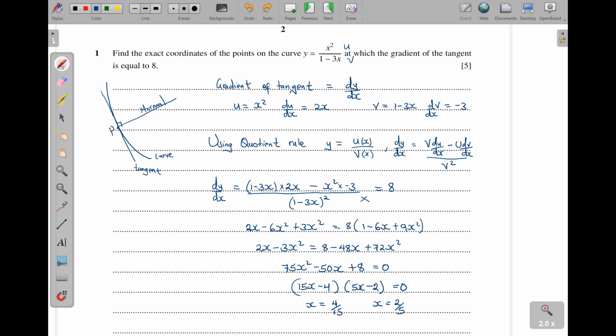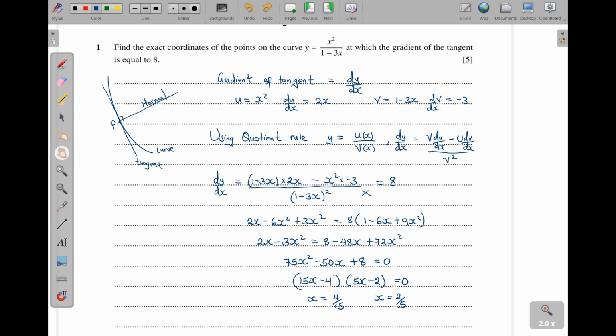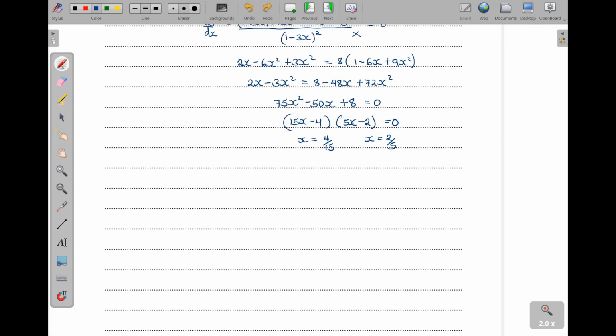So for each of the x values that we have gotten, we are going to substitute in here to get the y coordinates, okay? So for x, which is equal to 4 over 15, then what is y? Y is going to be, it is x squared, then we divide by 1 minus 3 of x, okay?